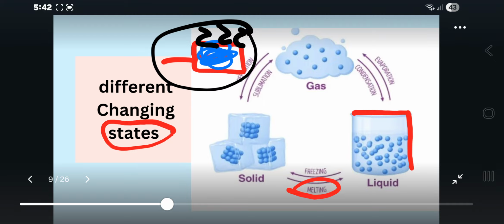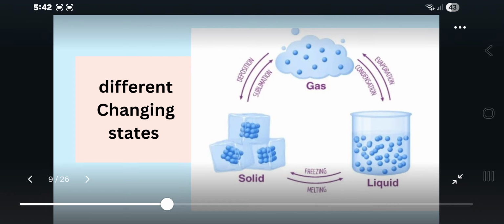Whenever liquid turns to gas, what is this called? Evaporation. Whenever solid turns to liquid, what is this called? Melting. Whenever liquid turns to gas, what is this called? Evaporation. And you must memorize, whenever solid turns to gas, it is always called sublimation. You don't need to memorize more than this. Just sublimation, evaporation, and melting.